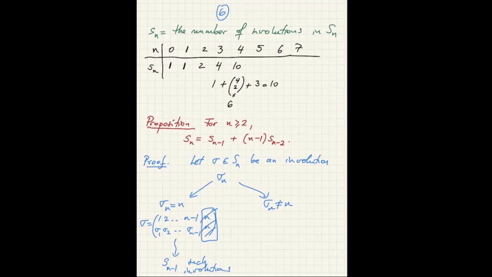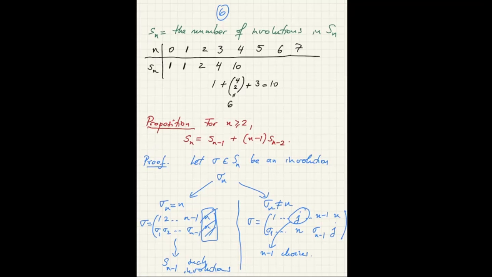Now, what happens on the other side? Well, on the other side, if we have sigma of n not a fixed point, then, because our permutation sigma is an involution, sigma of n must equal some j, and sigma of j must equal n. And now, how many choices do we have for this j? Well, j can be any element from 1 to n minus 1. So we have n minus 1 choices.